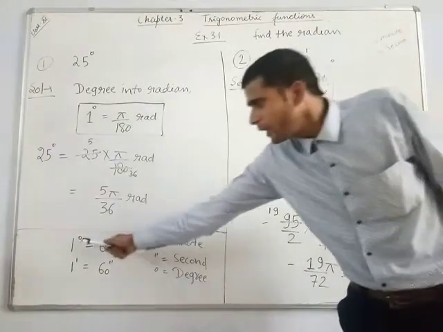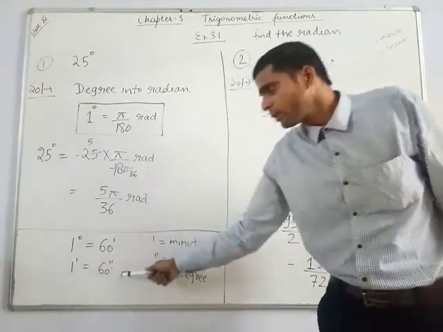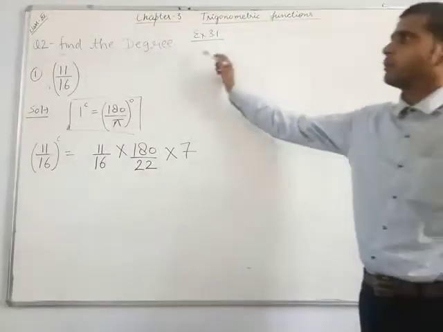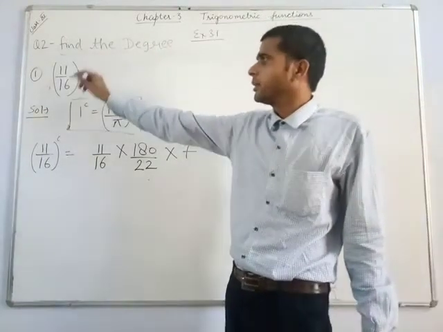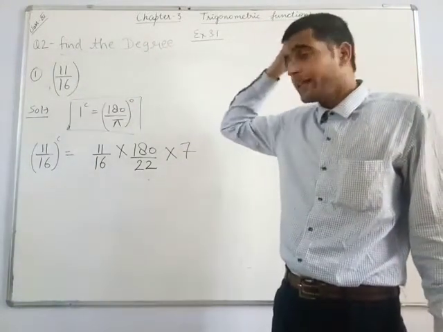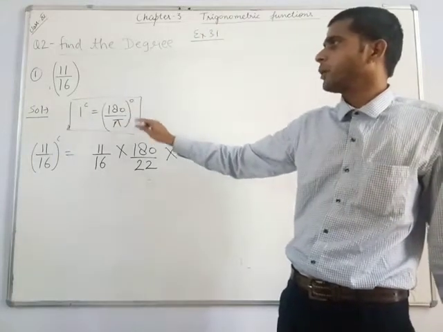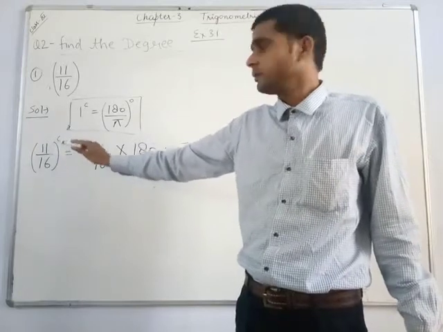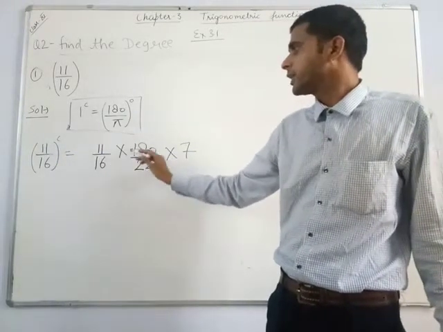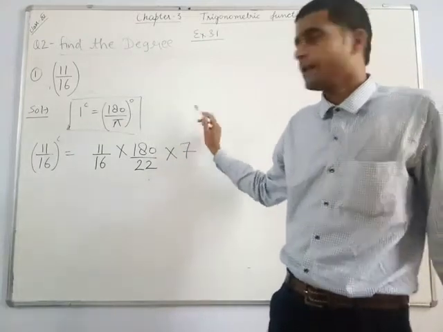Okay. So 1 degree equals 60 minute and 1 minute equals 60 second. Then question number 2, find the degree. You have to find degree when radian is given. So when radian is given, use this formula: 1 radian equals 180 upon pi degree. So 11 upon 16 multiplied by 180 upon pi, with pi as 22 upon 7.